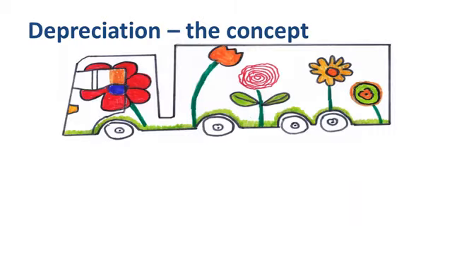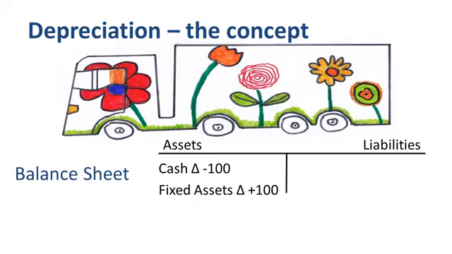What is depreciation? How does that work? Let's assume you want to buy a truck for your company. You spend $100,000 to buy it. We usually call that an investment in fixed assets. You could also call it capital expenditures, CapEx in short. What happens on your balance sheet, the overview of what you own and what you owe, is that cash goes down by $100,000 and your fixed assets or plant and equipment go up by $100,000.